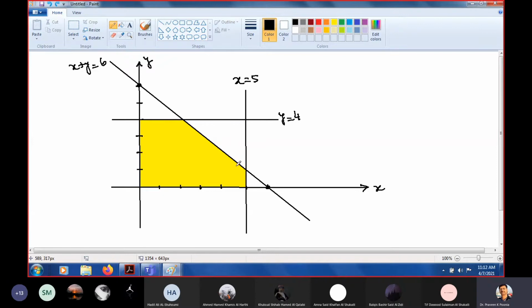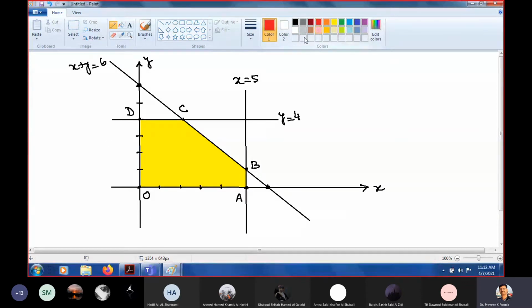This is the region. And my dear friends, you need to select the corners. What are the corners? This is corner number O, this is corner number A, this is corner number B, this is corner number C, and this is corner number D.